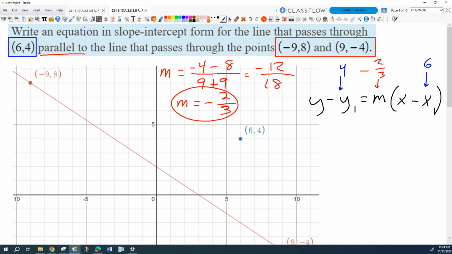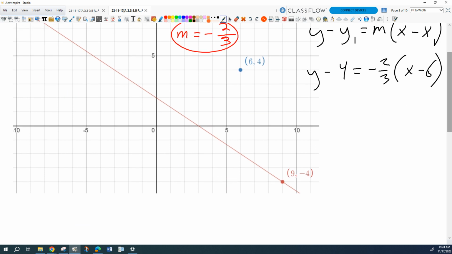And now it's just plug and chug, right? So I get y minus 4 equals negative 2/3 times x minus 6. That's point slope form. I'm done with point slope form. Now I've got to convert to slope intercept. What are the 2 steps in order? Distribute. So we always have to distribute that slope.